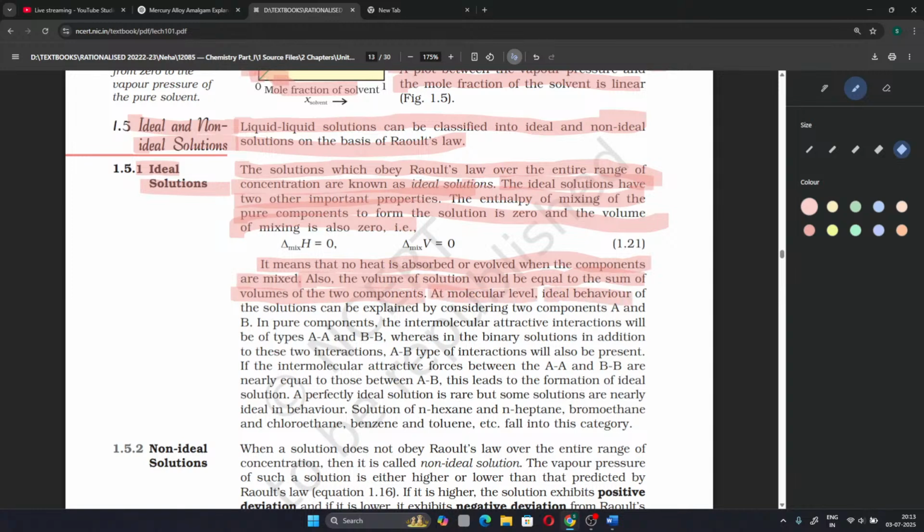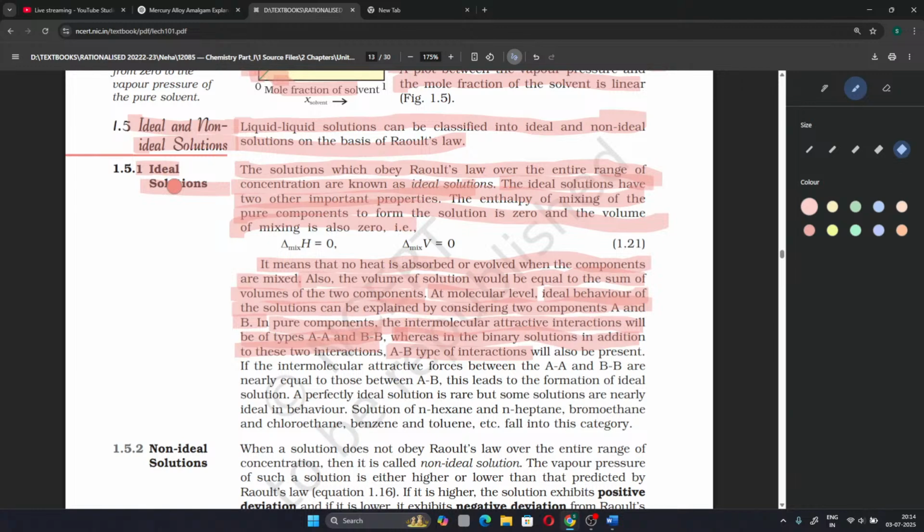At the molecular level, ideal behavior of the solutions can be explained by considering two components A and B. In pure components, the intermolecular attractive interactions are of types AA and BB, whereas in the binary solution, in addition to these two interactions, there will be AB type of interactions. In a pure solution, if we take A or B, we have the interactions between the A molecules in the A solution and between the B molecules in the B solution.